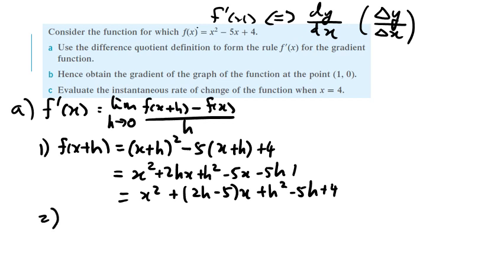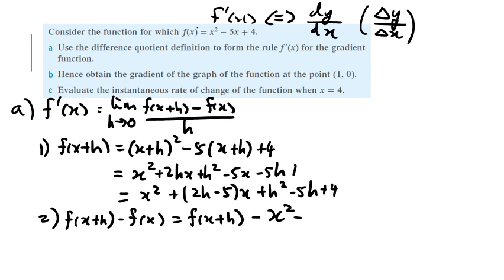2. We're going to now subtract it with f of x. So you have all of that above. I'm not going to write it again for now. You can see it's above anyway. Minus x squared minus 5x plus 4 in brackets. I'm going to expand that first before we do anything.